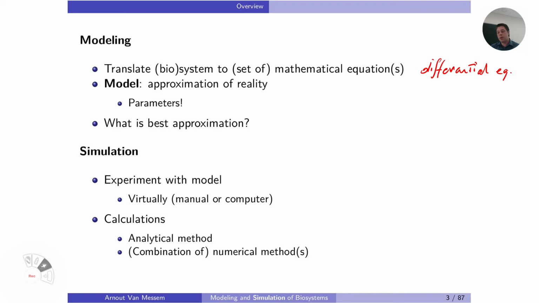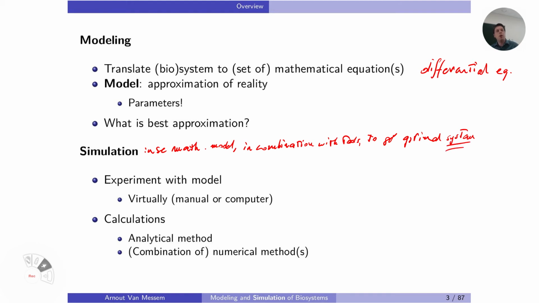The second thing that you can do then is simulate. What you do in simulation is you use the mathematical model in combination with certain tools to get an optimal system. Important is we are looking here for an optimal system, not an optimal model.